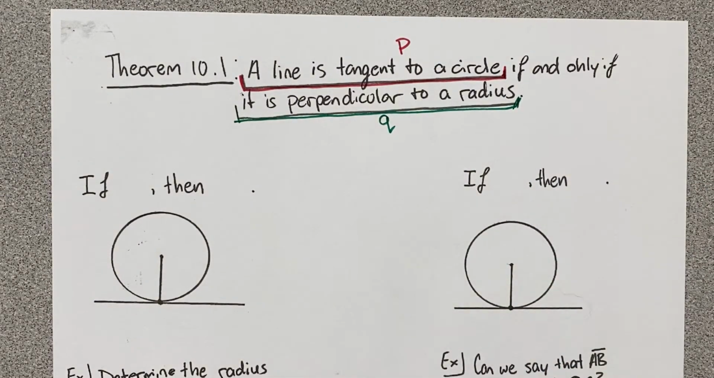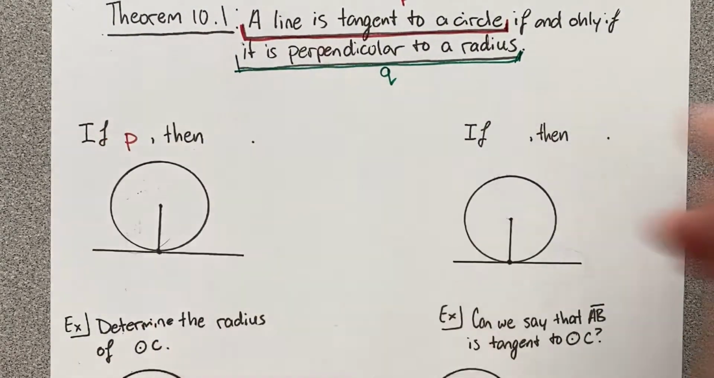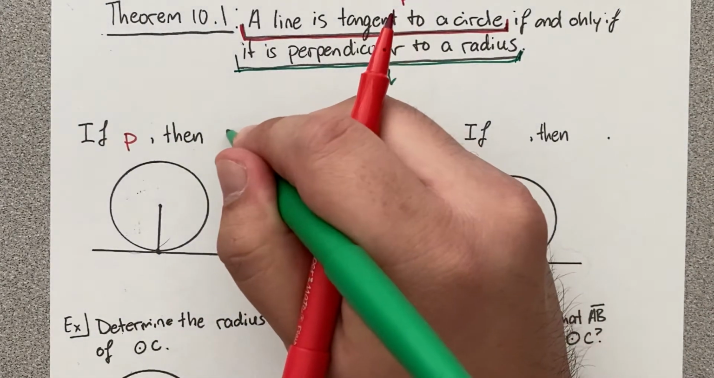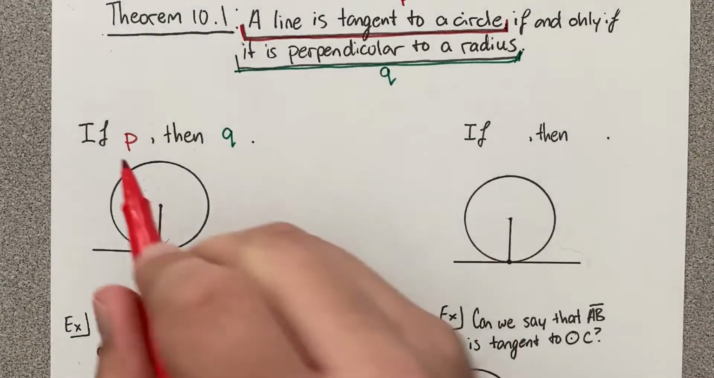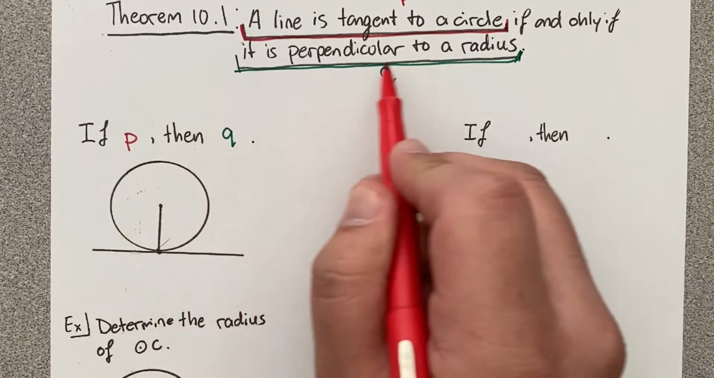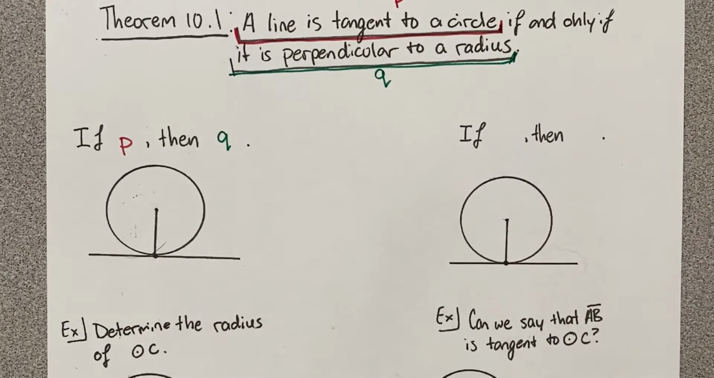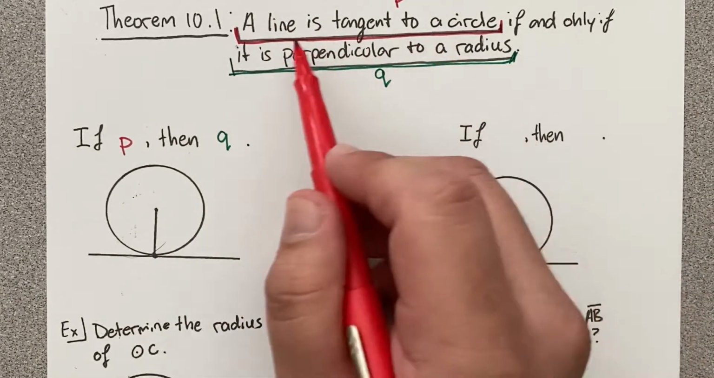Because this is a biconditional statement, it means that there's really two ways that we can read it. One way to read this theorem would be if P, then Q. This reading would say, if a line is tangent to a circle, then it is perpendicular to a radius. Now, note that in this case, our condition would be we have to have a tangent line.